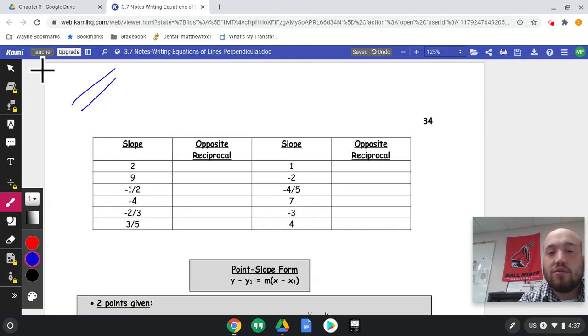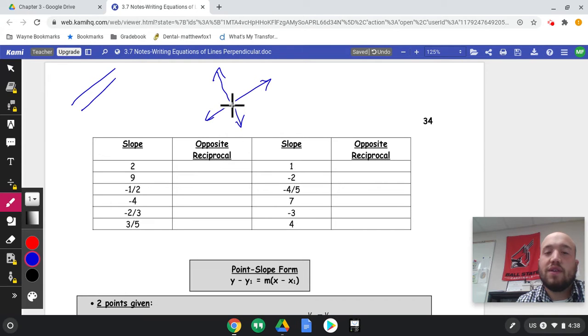So, perpendicular would be something like this, because perpendicular lines form right angles. So here they cross, forming four right angles. And you'll notice if one is up to the right, positive, the other one is down to the left, negative. So their slopes are going to be opposite.